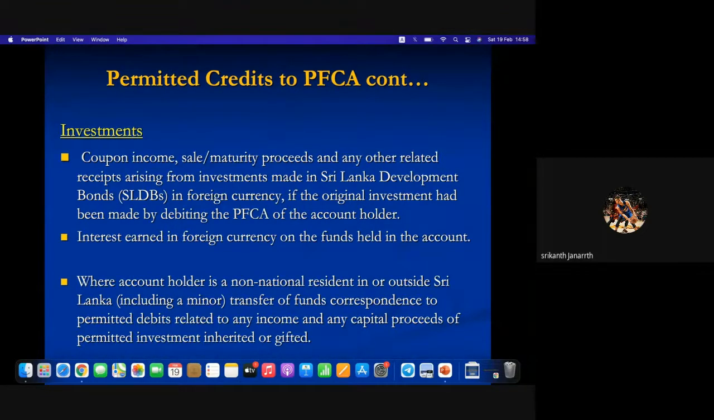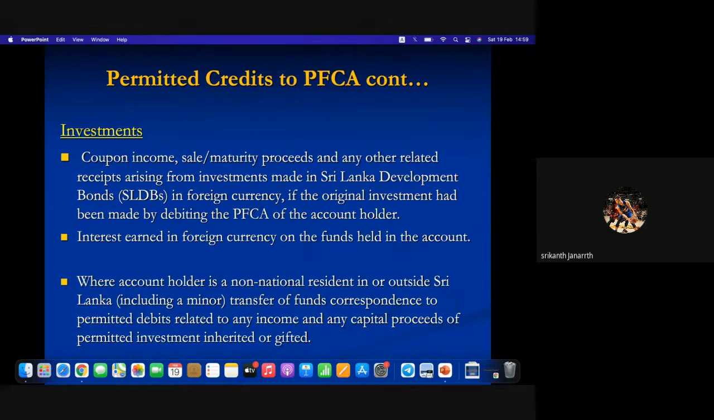So when you are buying development bonds in foreign currency, the return that is coming from income, maturity proceeds, everything, you can put it back to your PFC account, provided you bought them by debiting your PFC account and you have to buy them in Sri Lanka. Always remember, when any investment comes back, you have to initially debit. Then only the return can come back, including the sale proceeds.